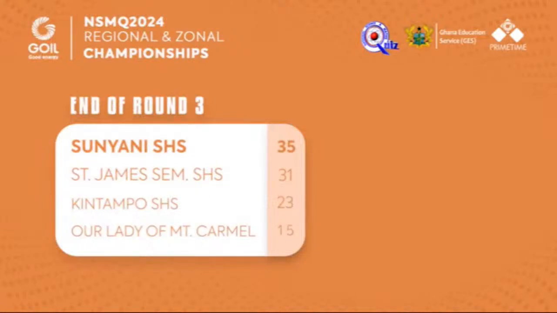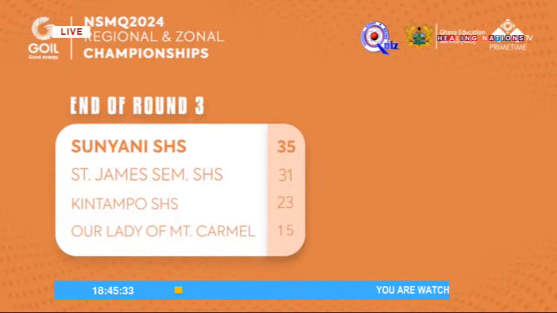End of round 3, here are the scores. Our Lady of Mount Carmel Girls SHS has 15 points. Kintampo SHS has 23 points. St. James Seminary SHS 31 points. And Sunyani SHS 35 points.